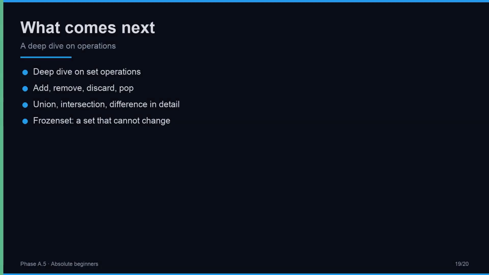What comes next? The next lesson is the deep dive on set operations. You will learn to add items, remove items safely, and pop items off the set. You will use union, intersection, and difference with many code examples, and meet the methods that match each symbol. You will also meet the frozen set, a set that cannot change after creation. For today, hold the foundation. A set is unique, unordered, and built for membership.